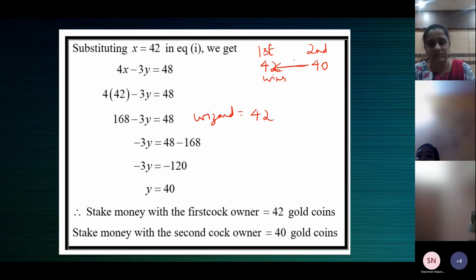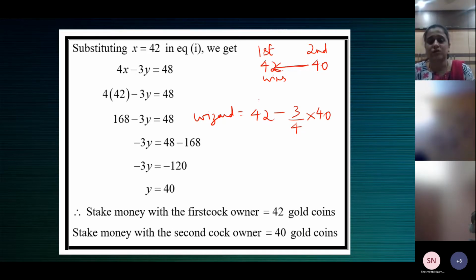So the second one is lost. He will give his 40 gold coins to the first one. Now the first one goes away with 40 gold coins. Now what about the second one who's lost? He'll get from the wizard. And how much is the wizard going to give the second one? He promised he'll give him 3/4 of his stake money, 3/4 of 40.